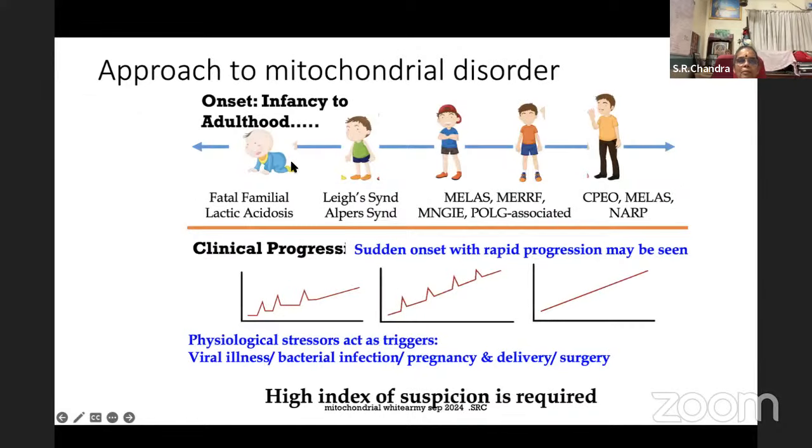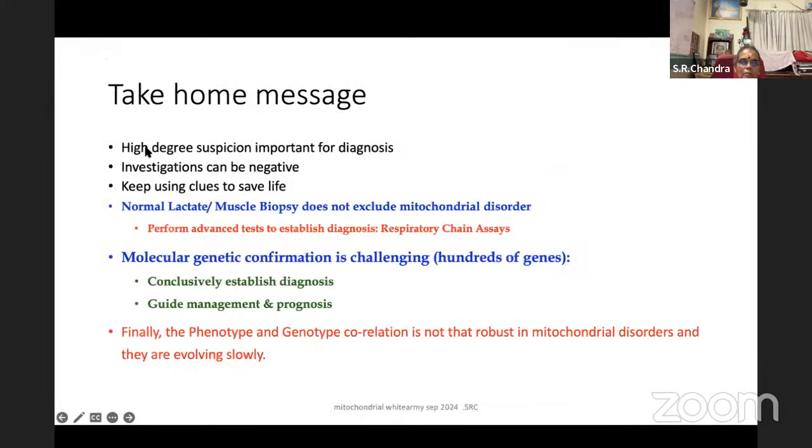So it can present at any age. Fatal familial lactic acidosis, Leigh syndrome, Alpers syndrome, MELAS, MERRF, Kearns-Sayre associated syndromes, chronic progressive external ophthalmoplegia, NARP, and sudden onset, rapid progression may be seen, and physiological stressors act as triggers. Viral illness, bacterial infection, pregnancy, delivery, surgery, all produce a relapse. So the importance is high degree of suspicion. Investigations can be negative. Keep using clues to save life.